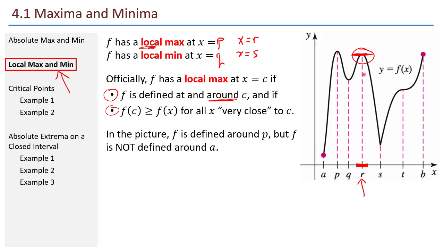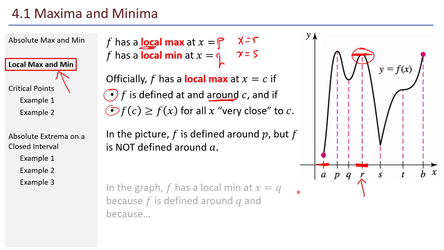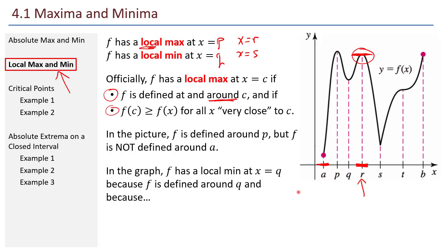In this picture, f is defined around p, but f is not defined around a. In the graph, f has a local min at x equals q, because f is defined around q and because, how would you complete the rest of this sentence? f of q is less than or equal to f of x for all x near or very close to q.